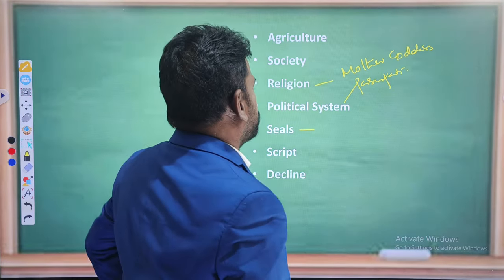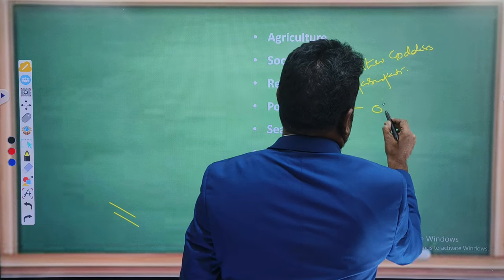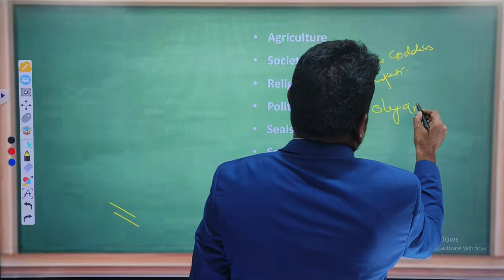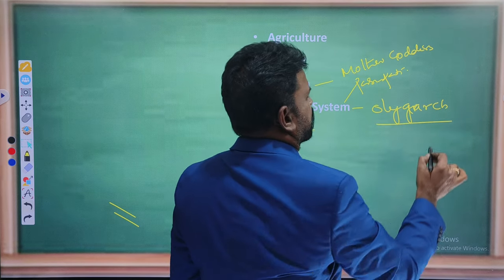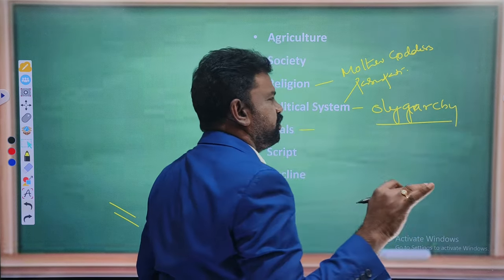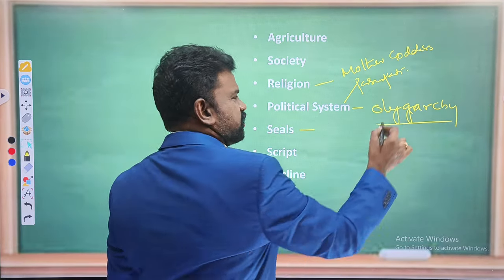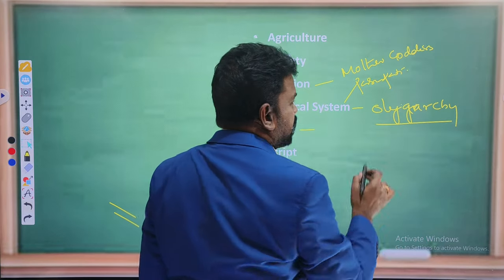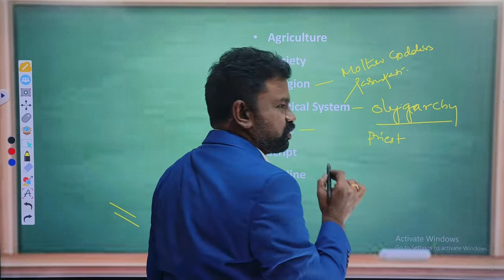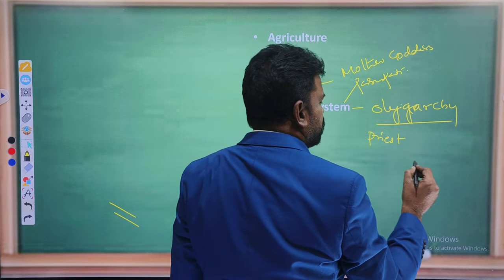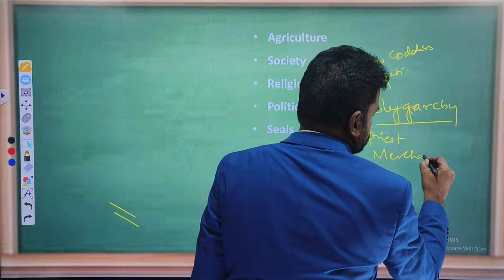Seals were also most important of that period. Before going to the seals, political system: oligarchy, according to Stuart Piggott. Oligarchy means ruled by different people, ruled by different nobles. According to D.D. Kosambi, priests ruled this society. According to R.S. Sharma and others, merchants ruled this society.